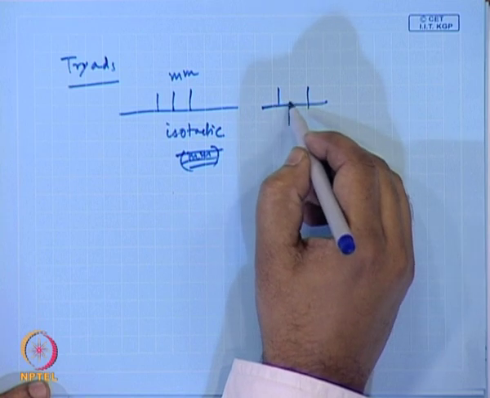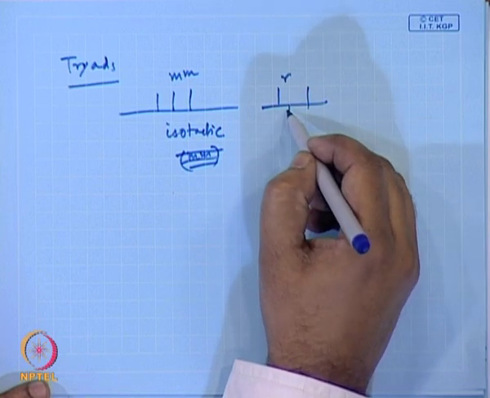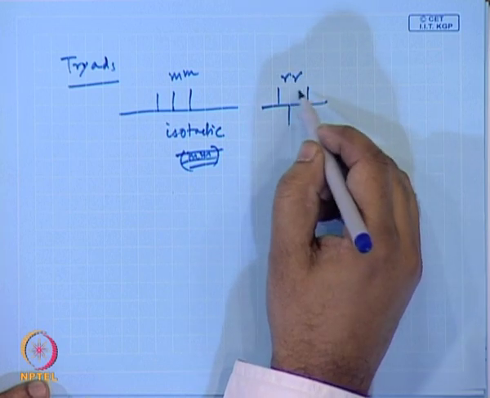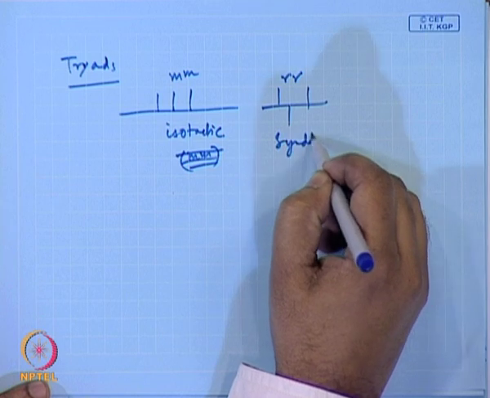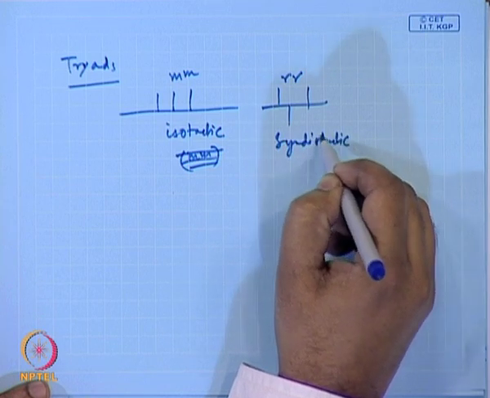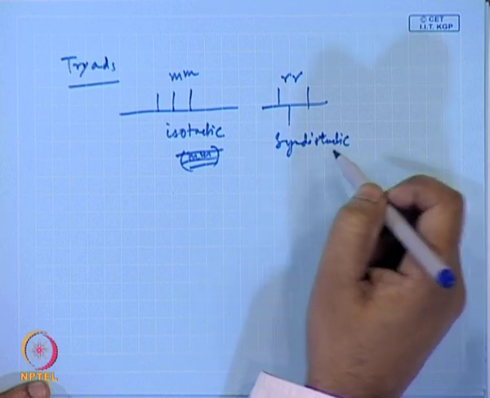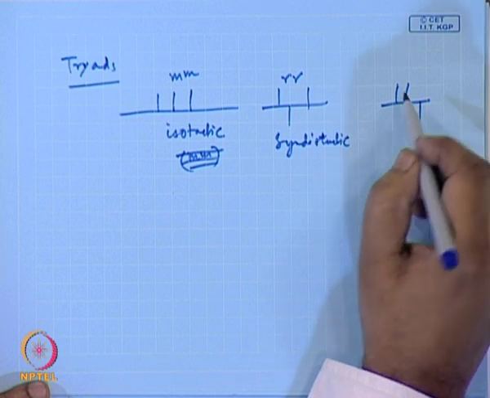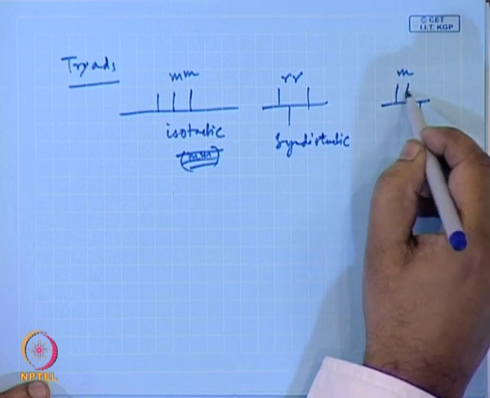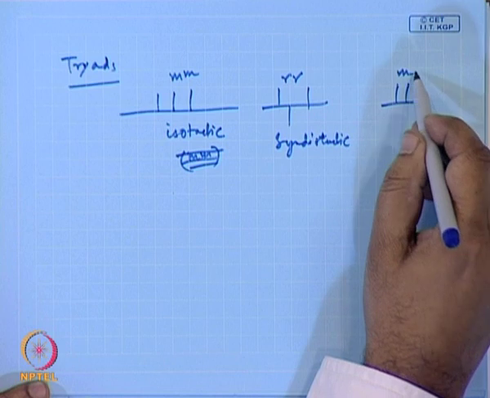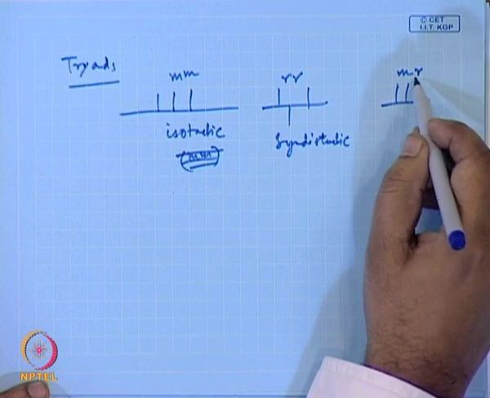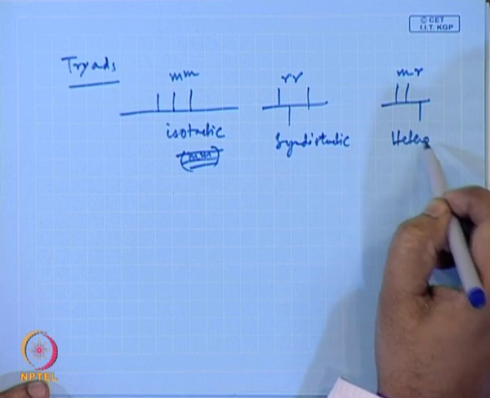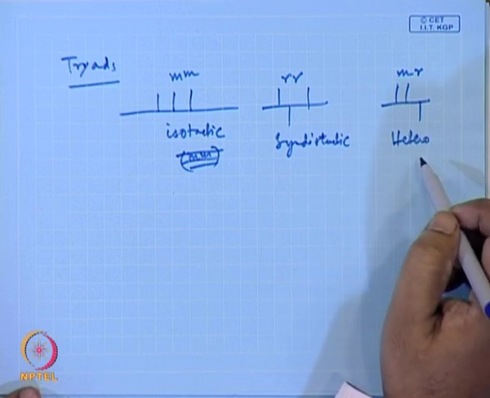What will be, this is a racemic pair and this is also another racemic pair. So, that gives you RR, and this gives you a syndiotactic arrangement. Now, there is another possibility where you have a meso dyad and a racemic dyad. So, you can have MR, which gives you a heterotactic or atactic stereo arrangement.